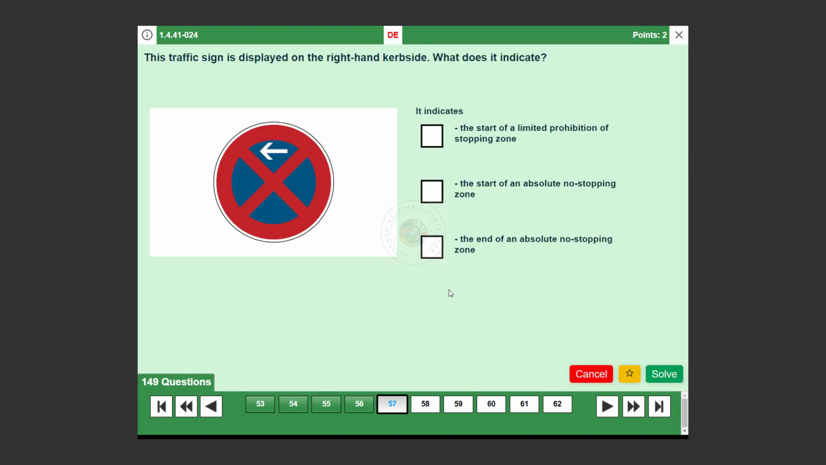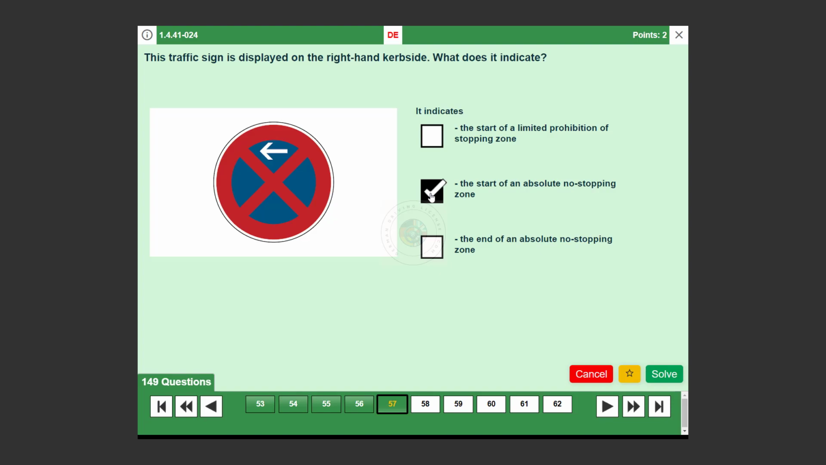Question number 57. This traffic sign is displayed on the right-hand curbside. What does it indicate? The start of a limited prohibition of stopping zone. False. The sign does not indicate a limited stopping prohibition, but an absolute one.